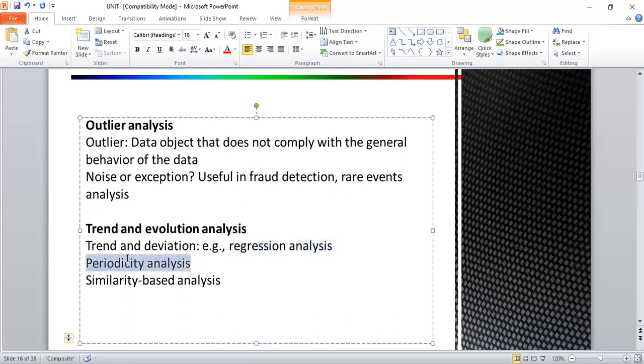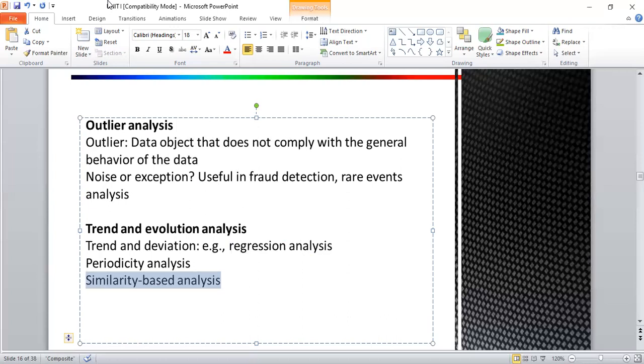Periodicity analysis, again, is about a particular period. Similarity based analysis can also be done using evolution analysis. So in a period of time, or a particular trend we are studying, that kind of analysis happens during this evolution analysis. All these functionalities, this is the fifth functionality that we have just covered, and that was your last functionality.